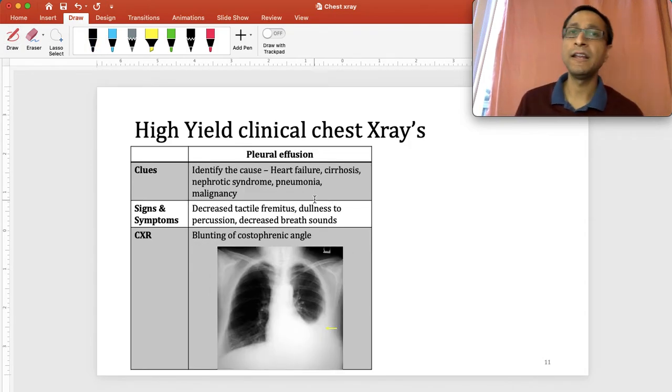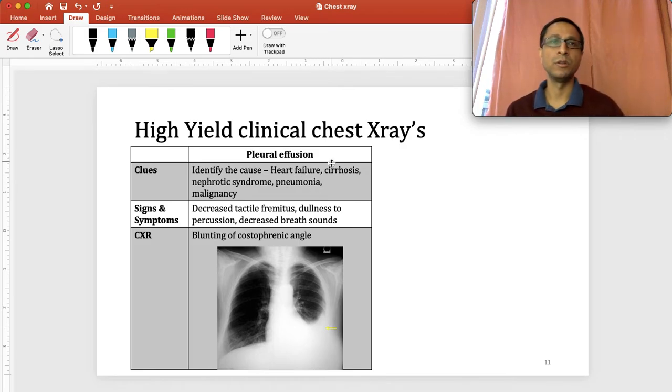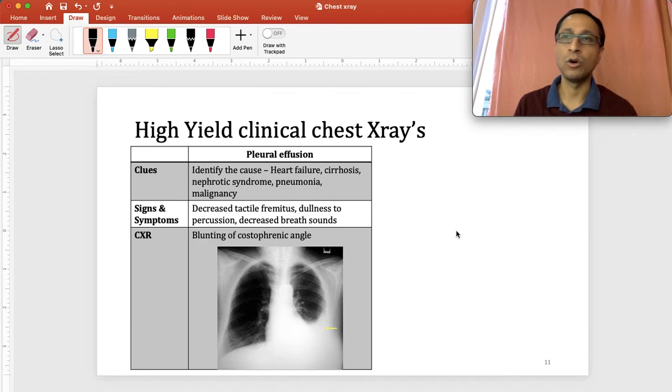The red arrows are the pleural, and the yellow one here is the diaphragmatic. And finally, pleural effusion. Again, there are so many different causes. You always have to get the context from the question. Pleural effusion is fluid collection inside of the pleura. Is it a heart failure issue? Is it cirrhosis? Is it nephrotic syndrome? Pneumonia, right? Malignancy. These are all the major causes of pleural effusion.